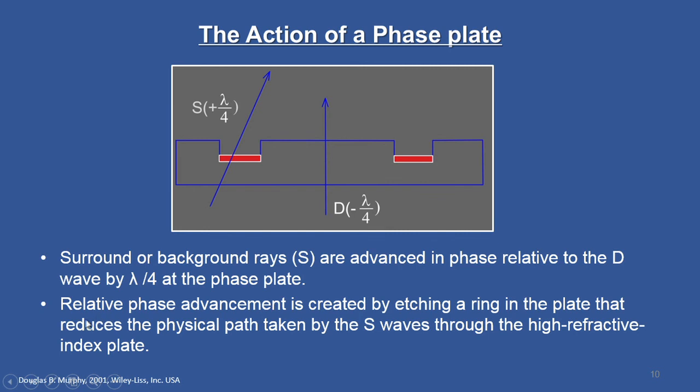The relative phase advancement is created by etching a ring in the plate that reduces the physical path taken by the S wave through the high refractive index plate. What is being etched here is an annulus, a circular ring; it is a cross section, that is why you are seeing it in this view. So, what it does is reduce the physical path taken by the S waves through the high refractive index plate.